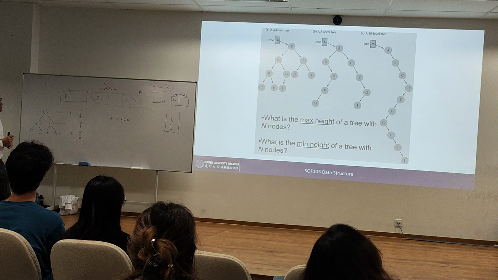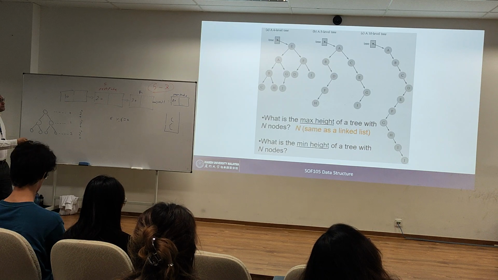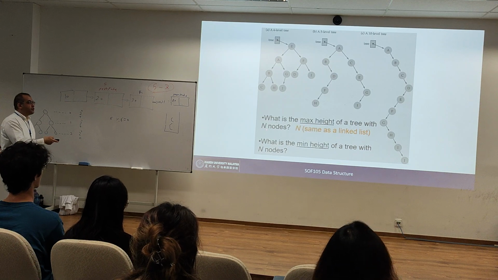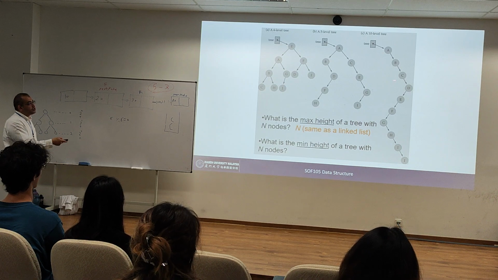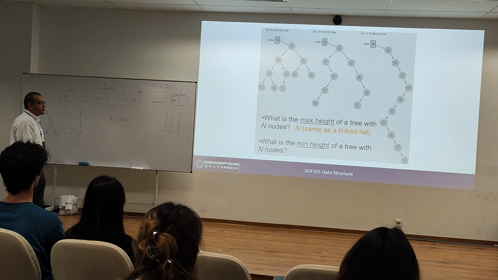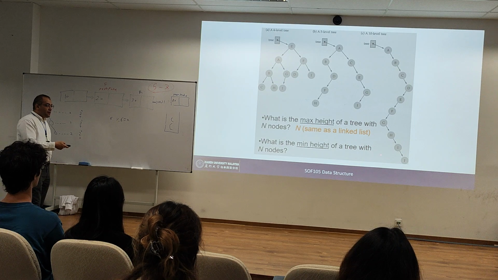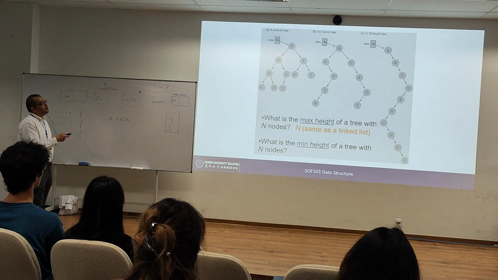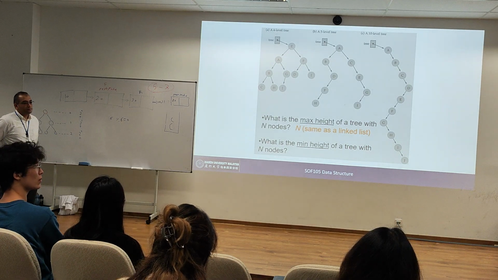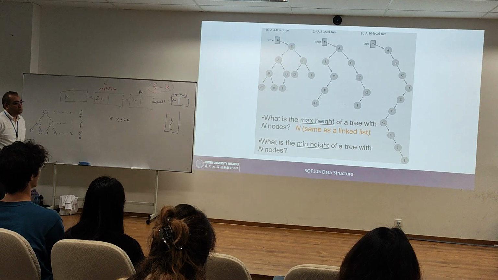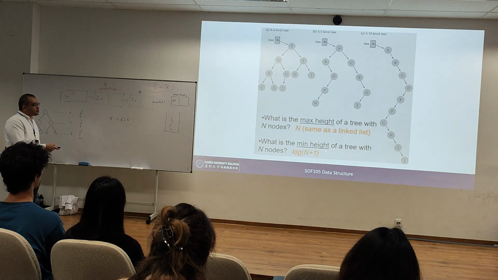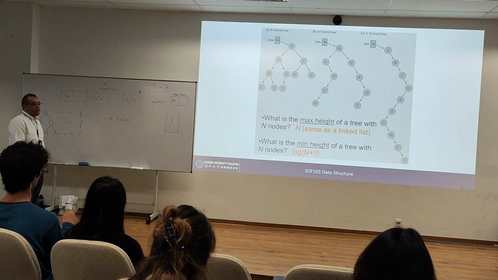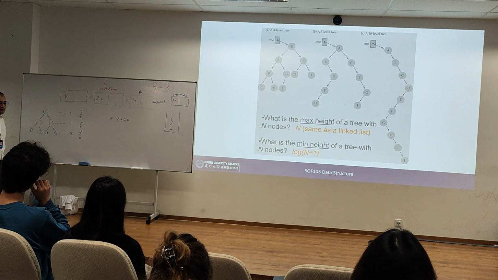Okay, so let's look here. The maximum height of a tree with n nodes is the same as a linked list, correct? Which is this one, very similar to a linked list. So what about the minimum height of this one? What is the height of this tree? Level 3. Okay. Here it is written log n plus 1. Why log?